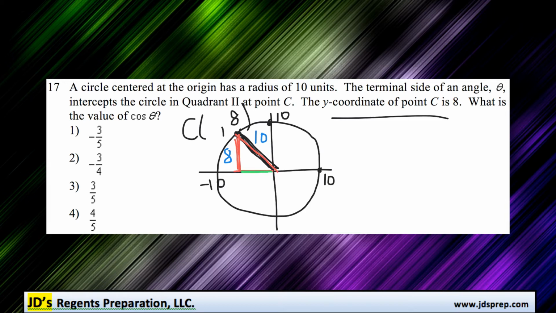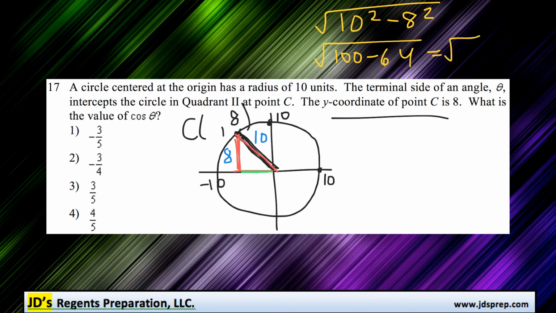So we would take 10 squared minus 8 squared and square root it. So that's 100 minus 64, which is root 36. So 6 is that distance here. And that's going to be useful in helping us find out the value of cos theta, with theta being here.